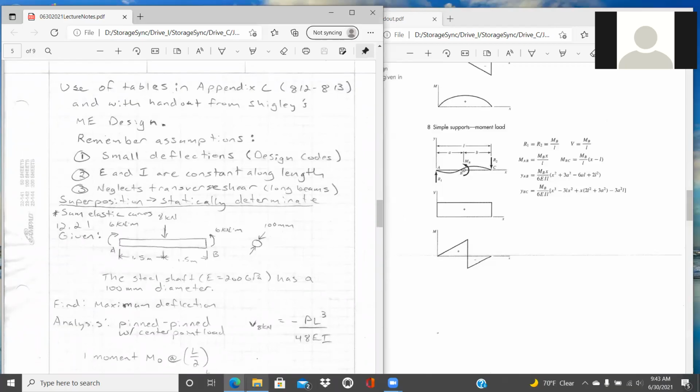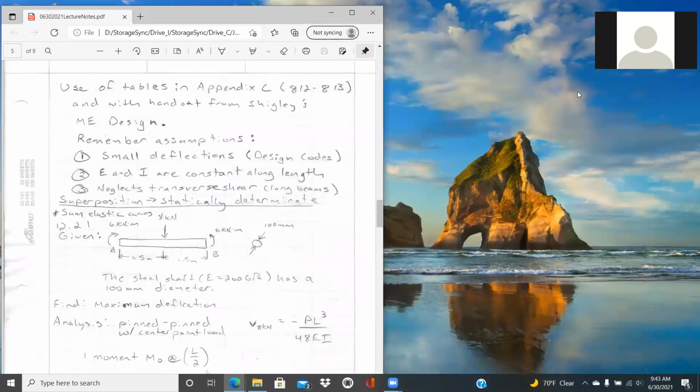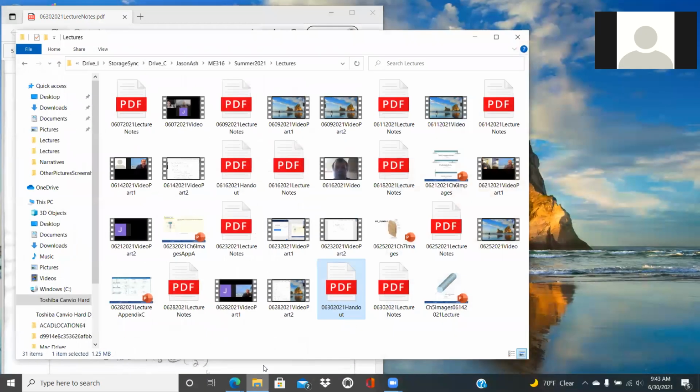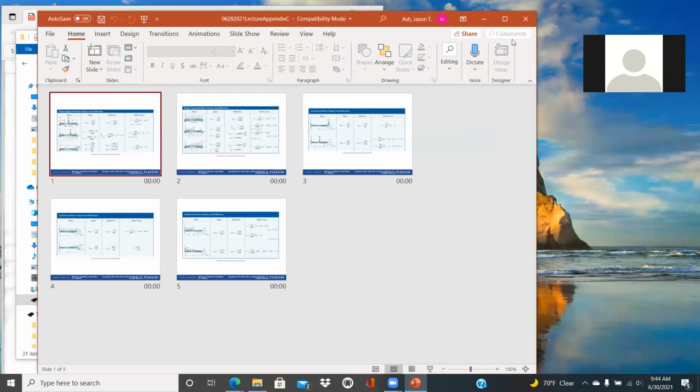I'm going to open up the handout from Monday. I think I can do this with Hibbeler's, because you really should feel comfortable making use of any of the tables, whether it be Hibbeler's tables or Shigley's tables.